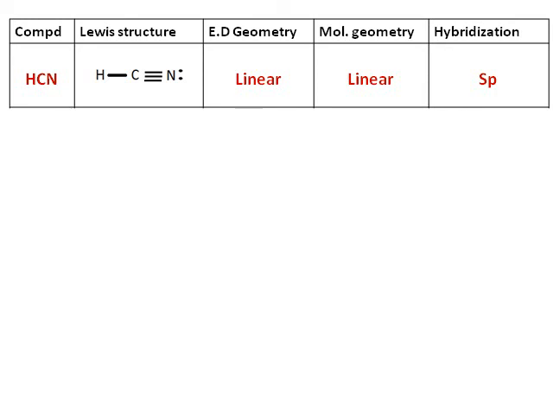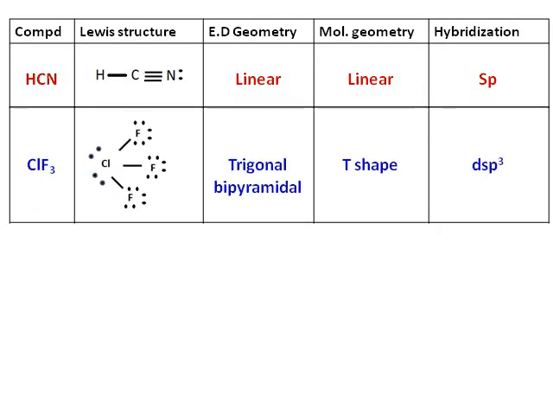For example, HCN, the Lewis structure is given over there. The electron domain geometry is linear, and the molecular geometry is also linear because the central atom carbon has no lone pair on it, and a carbon with a triple bond will be sp hybrid. The next example, ClF3. The Lewis structure has 3 bonds and 2 lone pairs, so the electron domain geometry is trigonal bipyramidal, and the shape is T shape, and the hybridization of the central atom for a trigonal bipyramidal is dsp3.